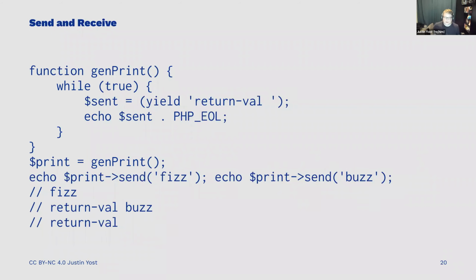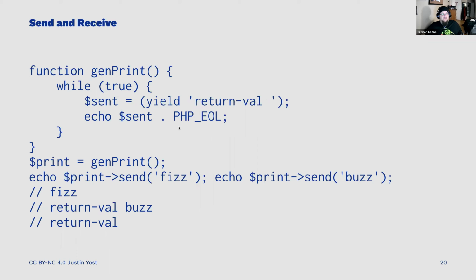Okay, so even more complicated, we can send and receive values, right? Because a yield actually returns a value back to us, now we're going to get complicated. Okay, so I call print equals gen print, right? I call echo print send. What happens here? So I call function gen print while true. I call print send. Print send has to find the first yield. It says, execute until you get to the first yield. So gen print kicks off. We go while true, yield return val. This return val essentially gets eaten.